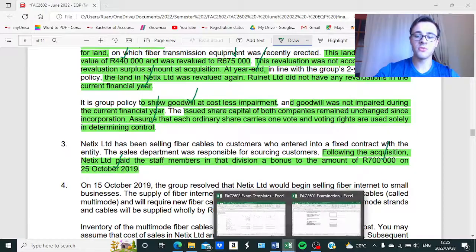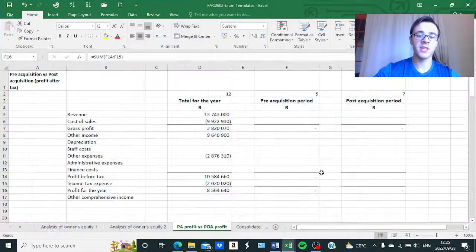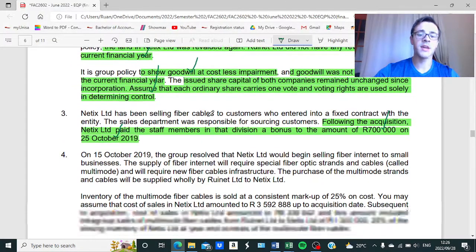So what we will do is we will need to show for other expenses the 700,000, which is the bonus paid to the sales department employees. It must be included in the post-acquisition period because it was only incurred in that period. It cannot be split evenly between these two periods. Okay, so 700,000 must be included in the post-acquisition period. So just keep that in mind.